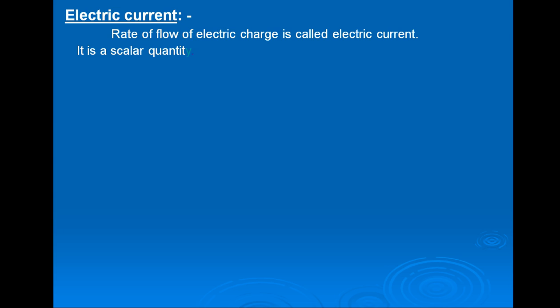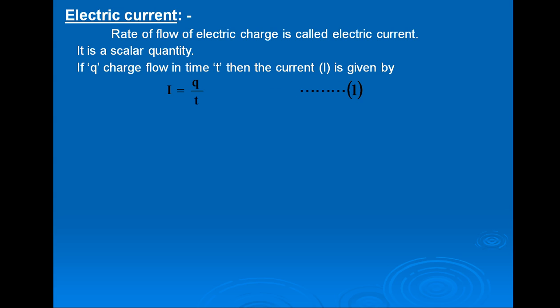Electric current. The rate of flow of electric charge is called electric current. It is a scalar quantity. If Q charge flows in time t, then the current I is given by I = Q/t. Put this as equation number 1.